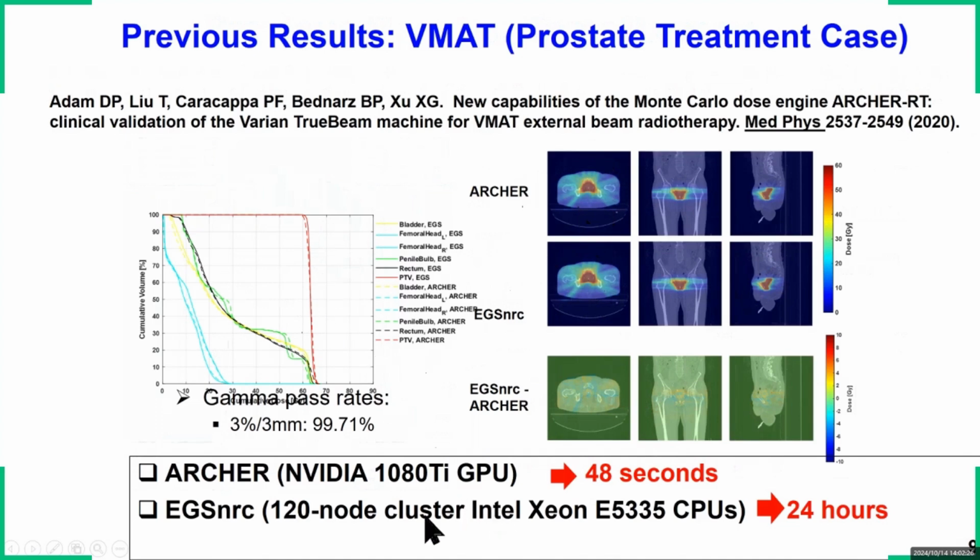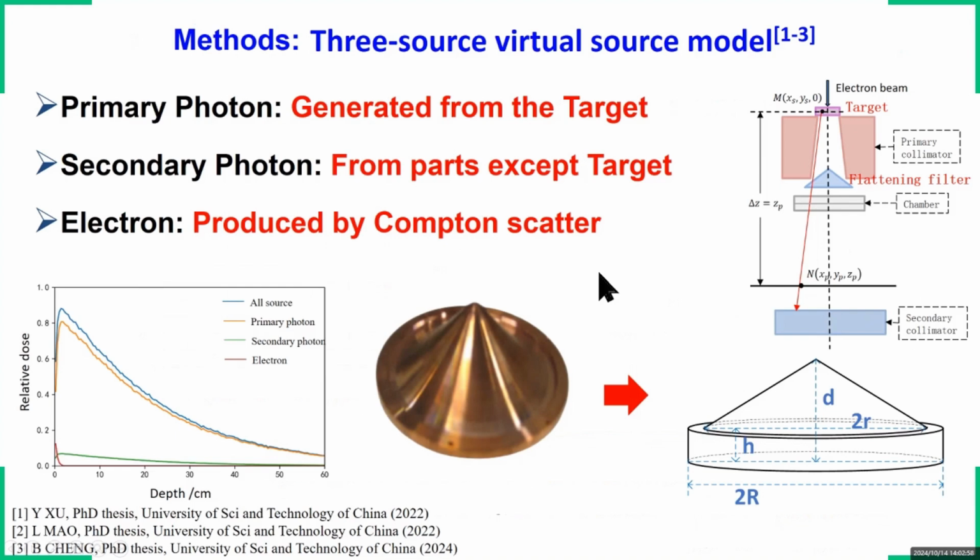If you look at the computing performance, ARCHER used one GPU card and took 48 seconds to come up with those dose distributions, whereas EGSnrc took a 120-node CPU cluster and 24 hours to come up with the same dose result. Of course, for radiotherapy dose calculations, we have to perform detailed calculations for what are called phase space files.